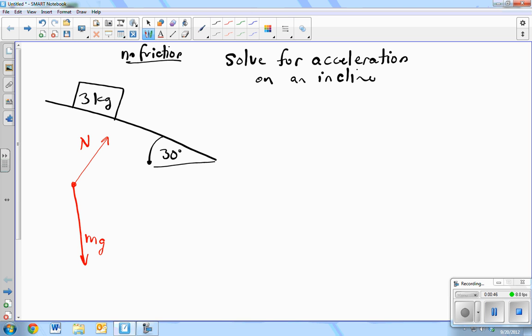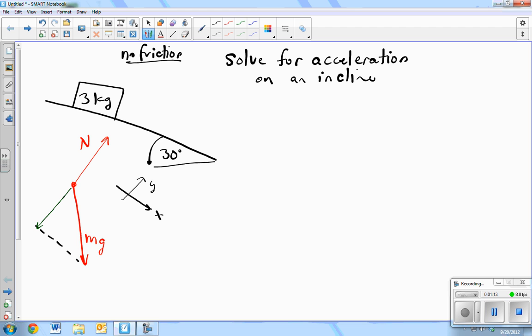Next thing we do is we deal with the angle. Now we want to rotate our axes so that the y direction is that way and the x direction goes down the plane, so that the acceleration is in one of the cardinal directions, one of the primary directions, y or x. In this case, the acceleration is going to be in the x. So we need to find the pieces of gravity.